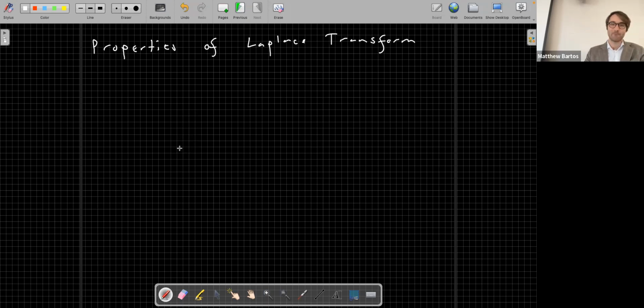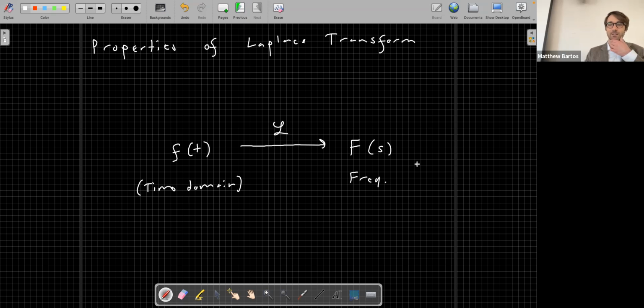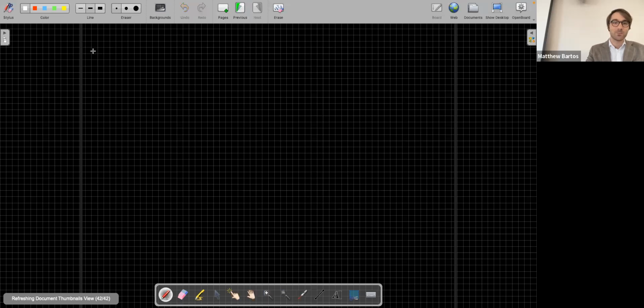So quickly, let's just make a note on our notation here. Let's say we have a function f of t in the time domain. We apply a Laplace transform and we get a function F of s in the frequency domain. So that's the notation I'm going to be using. Okay, I love drawing that little L symbol. It's my favorite mathematical symbol to draw, I think. So I'm just going to keep doing it. All right, property number 1, linearity.